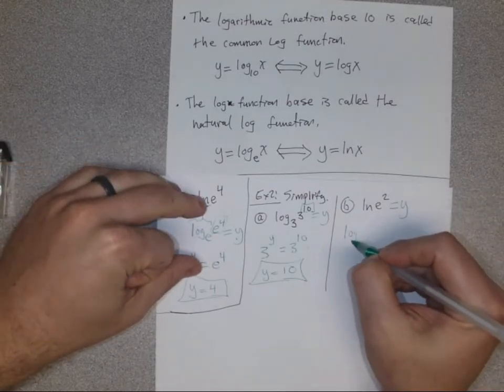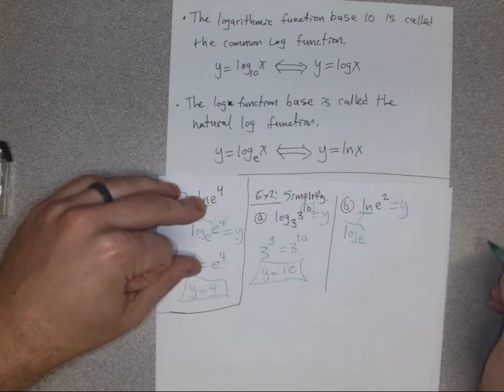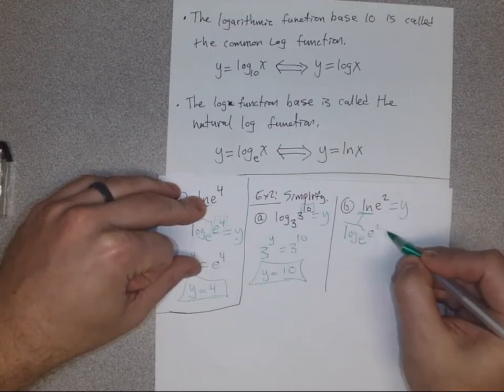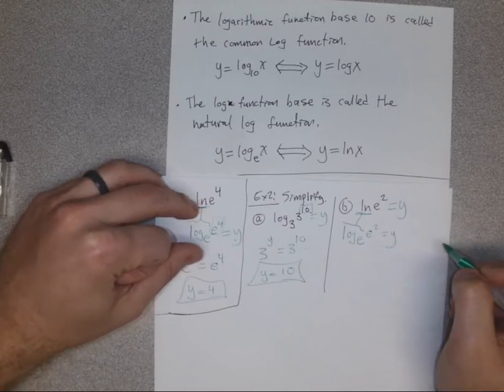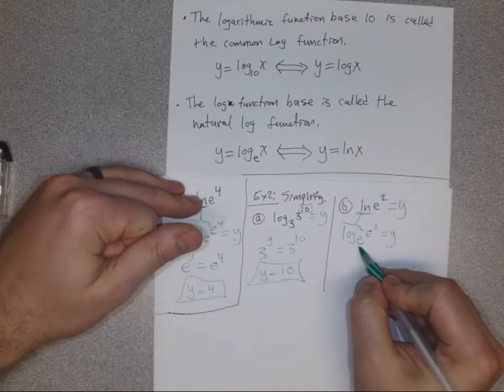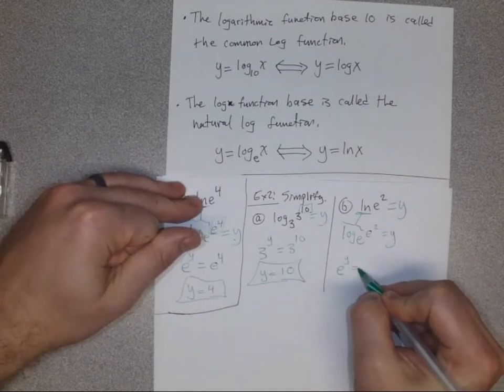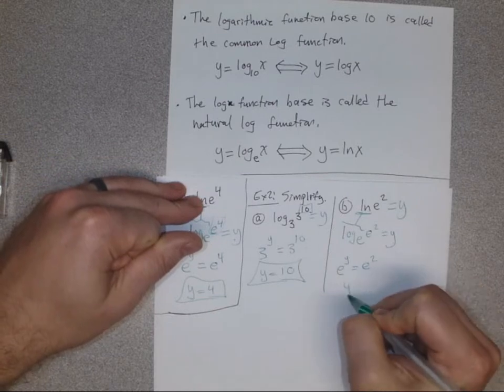So this is log base e. Remember, natural log is log base e, and then this e squared is left over. Now convert to exponential form. My base is this e, my exponent is y, and that's equal to what's left over. So y is equal to 2.